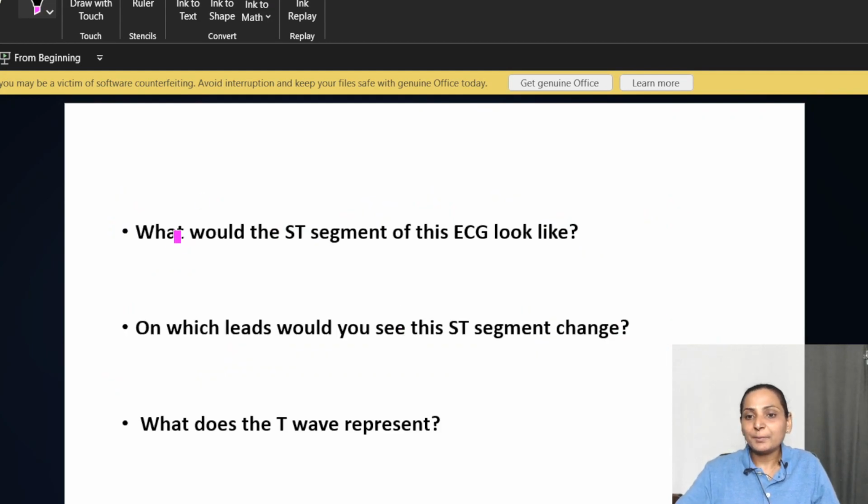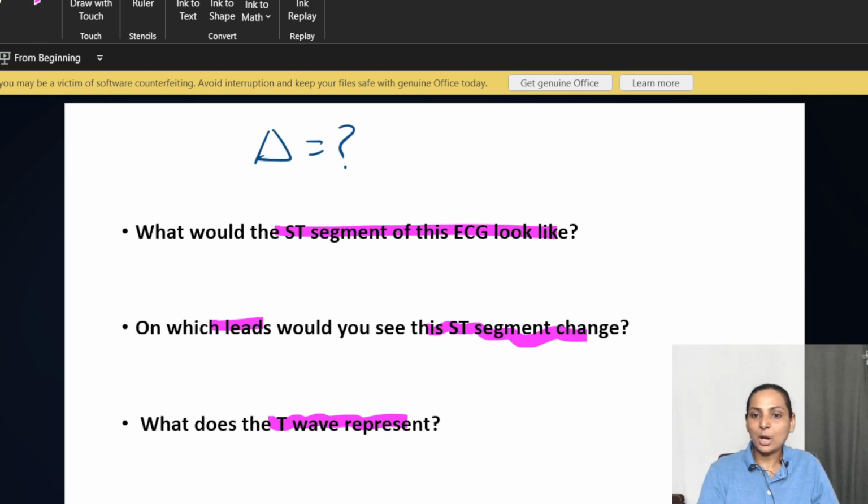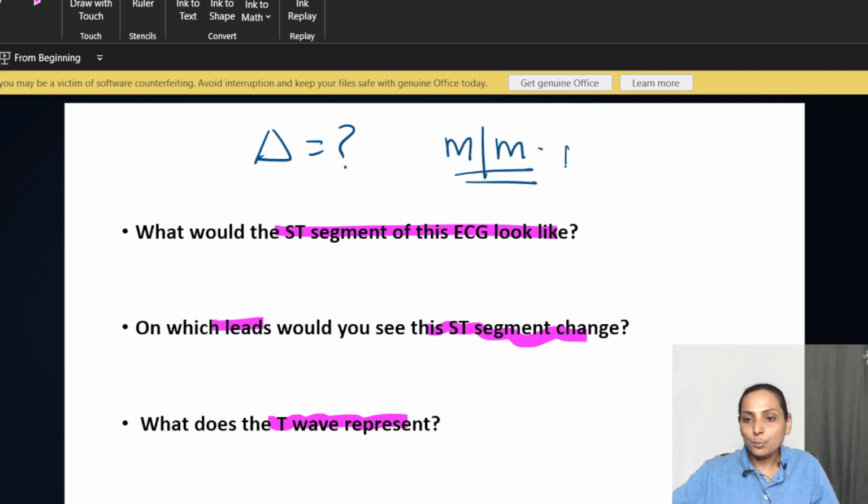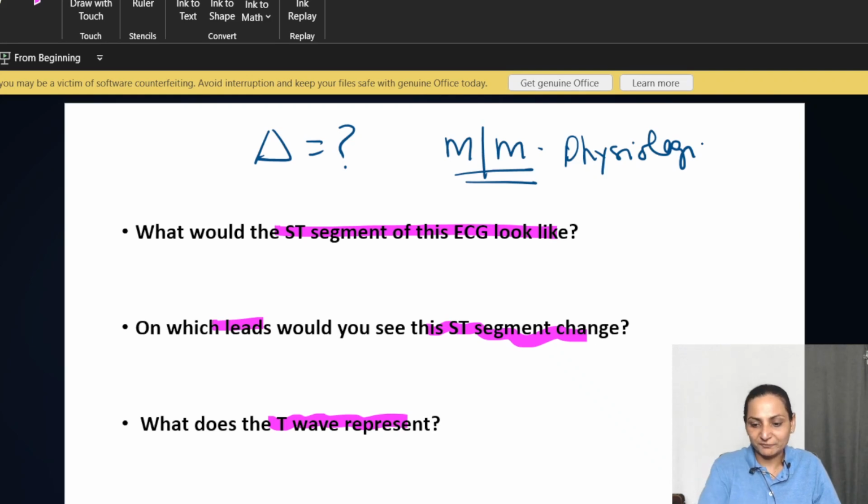Now, what could be the proposed questions? For example, what would the ST segment in this ECG look like? On which lead will you see the ST segment changes? What represents the T wave? Or I can add, what is the diagnosis of this condition? I've given it, but if I'm in a mood of not giving you the diagnosis, I could ask how is the management of the patient, or what is the physiological basis of management of this patient, that is what is expected at the level of first prof, right?